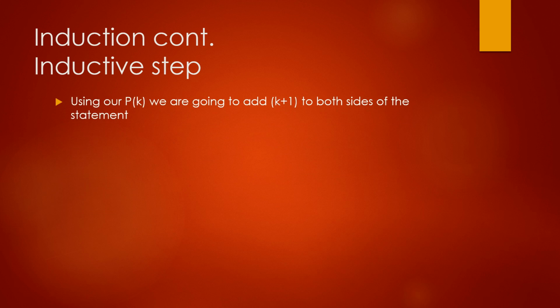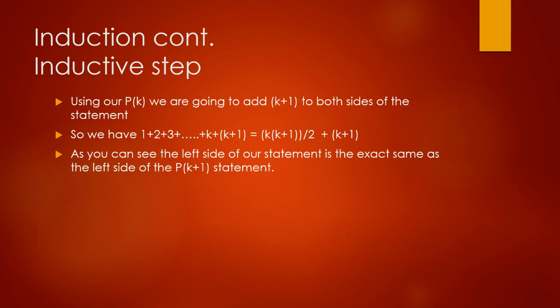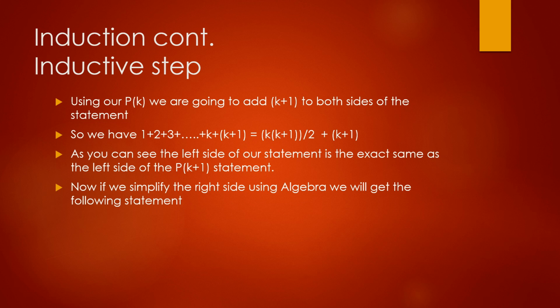So using our p of k, we're going to add k plus 1 to both sides of that p of k statement. So we're going to have 1 plus 2 plus 3 all the way up to k plus k plus 1 equals k times k plus 1 all over 2 plus k plus 1. And as you can see, the left side of this new statement is the exact same as the left side of our p of k plus 1 statement. And now if we simplify the right side using algebra, we're going to get the following statement: k plus 1 times k plus 2 all over 2.